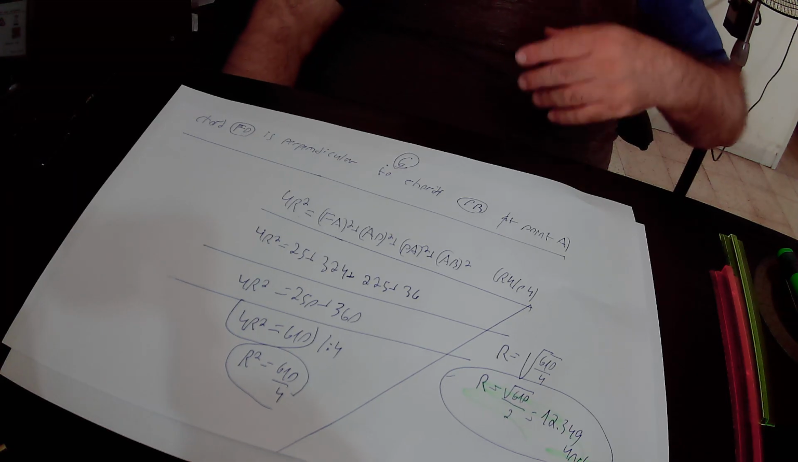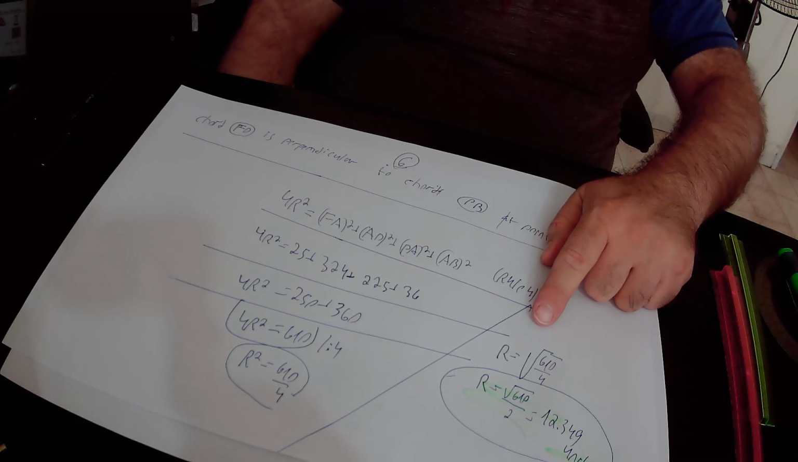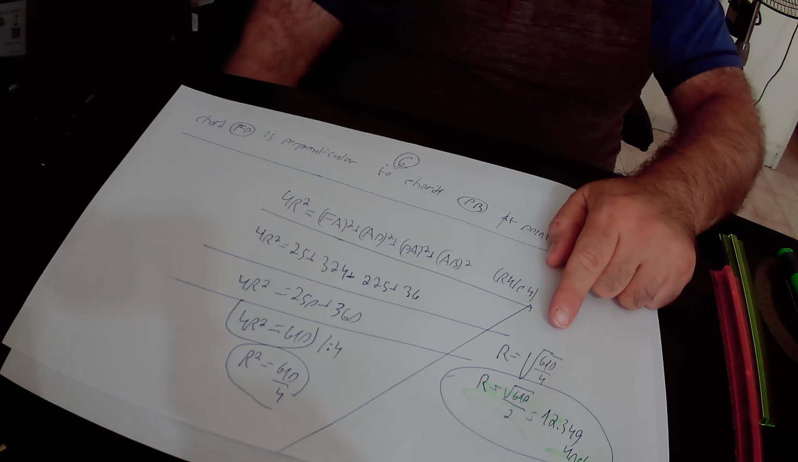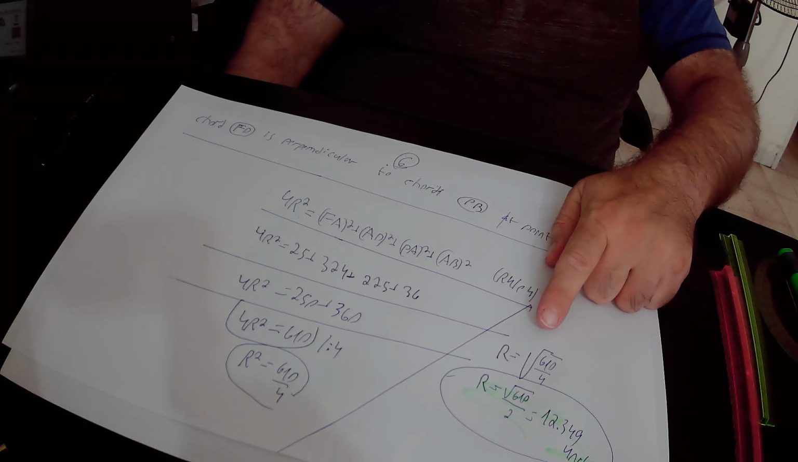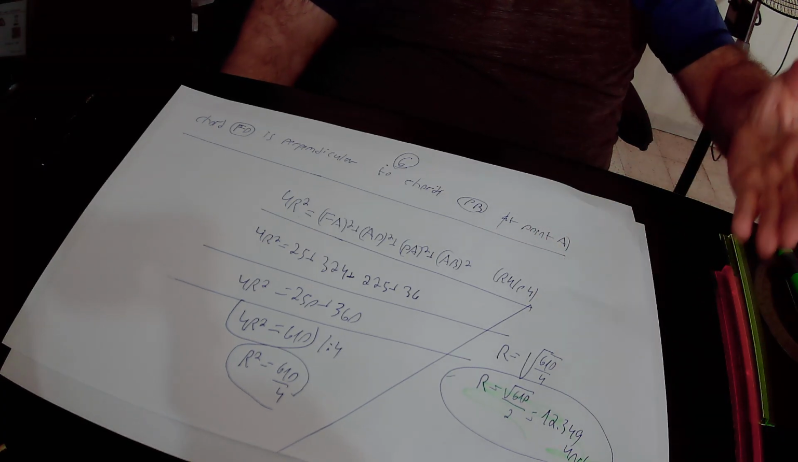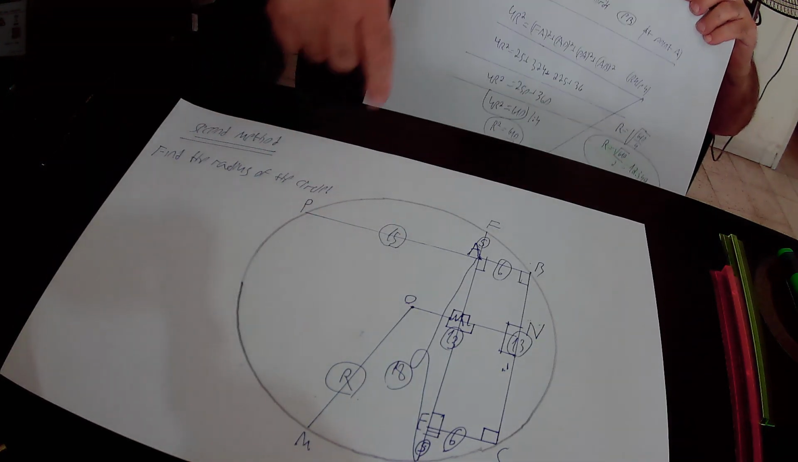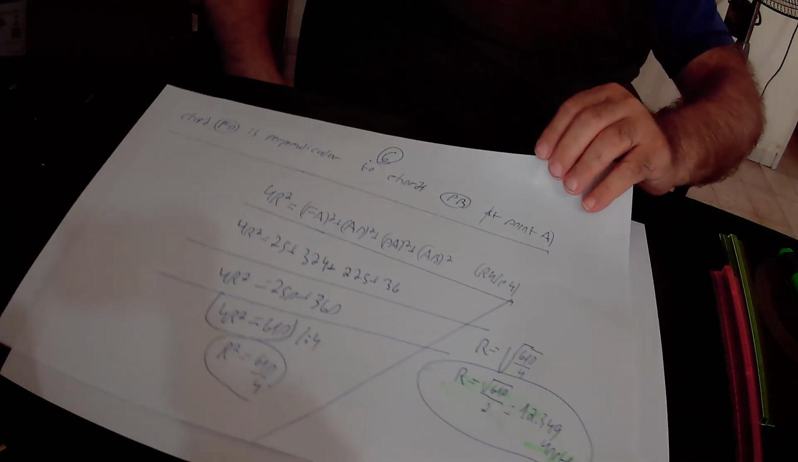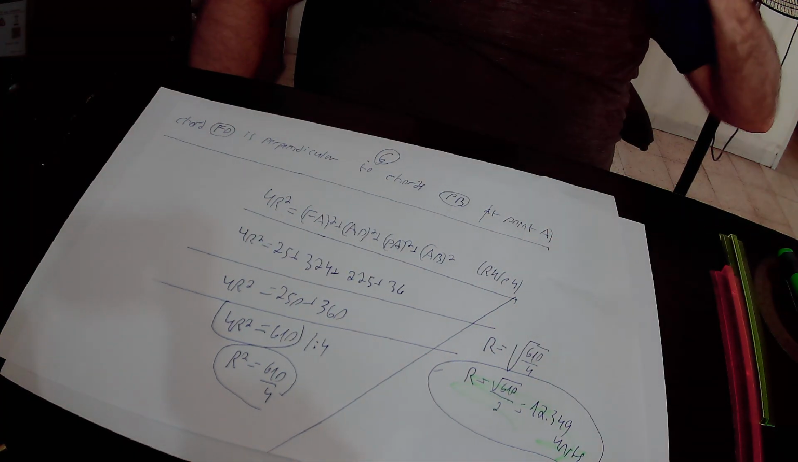Then we took the root of this equation and found that R equals the square root of 610 over 4. That is to say, R equals the square root of 610 over the square root of 4, which is 2. So the radius of this circle according to the second method is equal to the square root of 610 over 2 units, or in terms of numbers, 12.349 units.